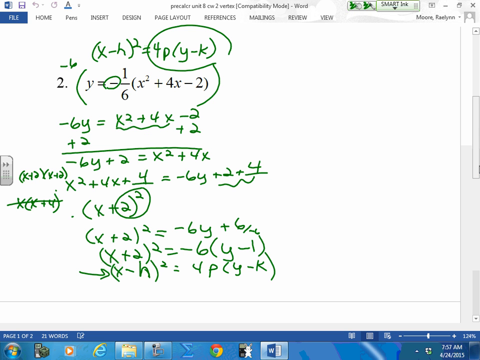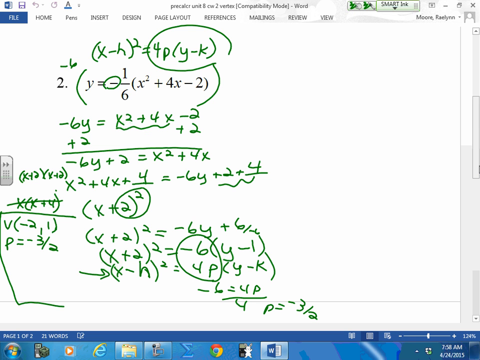So now, let's pull out all our information. What's the vertex? Negative 2, 1. Good. Oh, let's do P. Negative 6 is equal to 4p. Let's reduce. So P is negative 3 halves. Information all together. So if I'm an x squared and my p is negative, which way is this opening? Down.